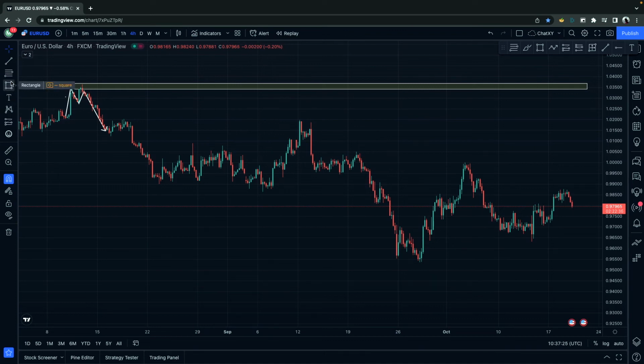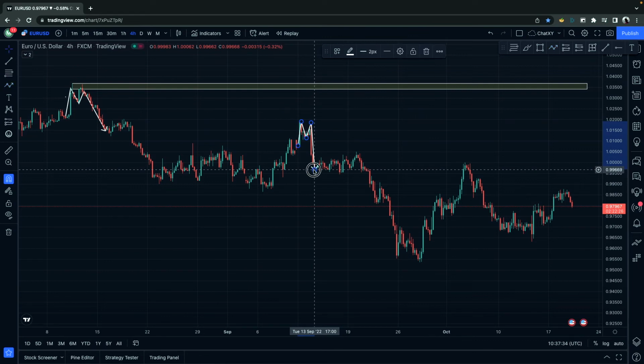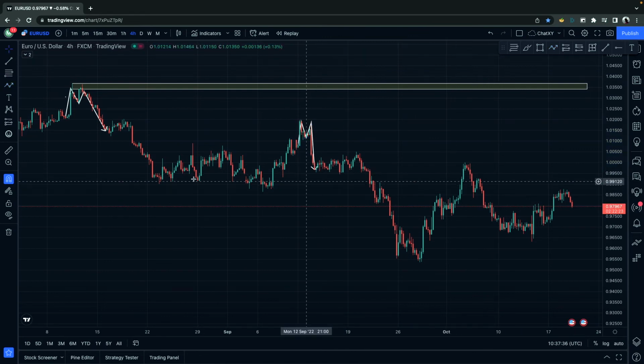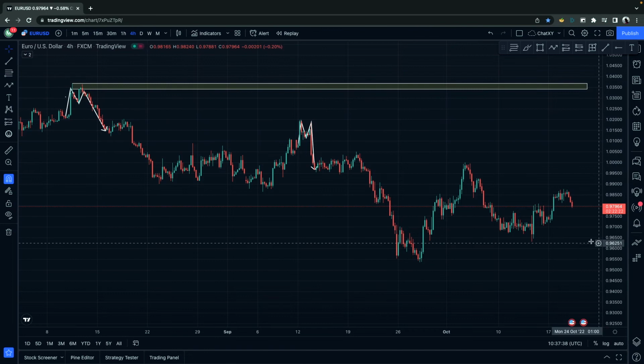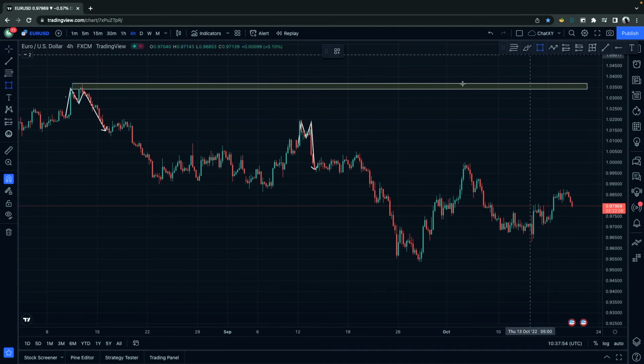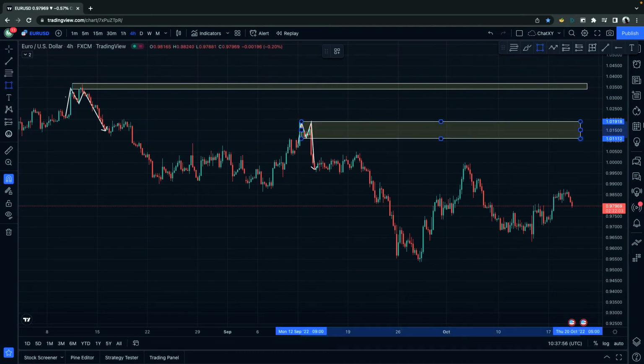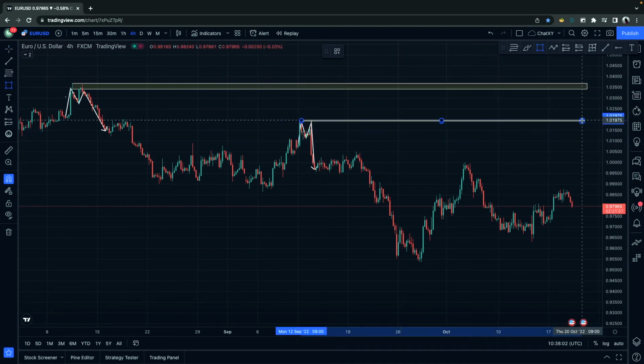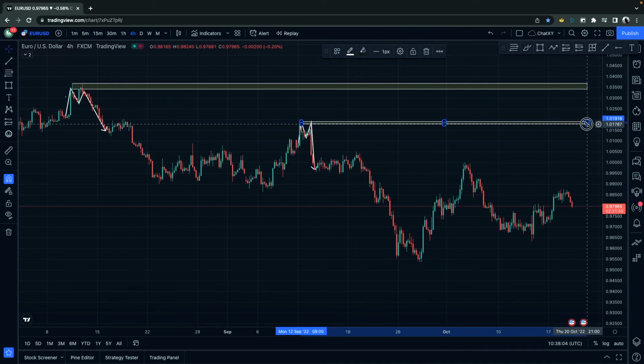Then another point is here. We saw the same thing happening here, the same M pattern. Remember, M patterns are seen in downtrend, and as you can see from this high to this low, the market has been in a bearish trend. So we saw another M pattern here. So this is another resistance, as it may be. So let's mark it out. Here is another resistance here.